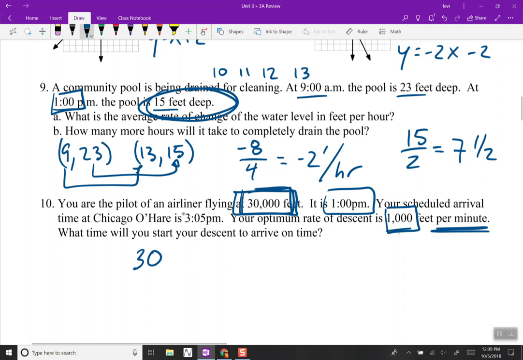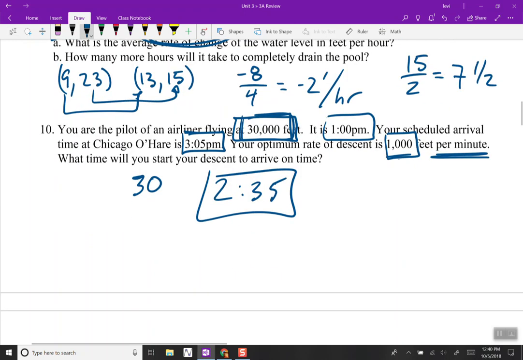So if we want to land, and they should say landing, not arrival time, however. So your arrival time is 3:05, but we got to start 30 minutes before that. So what would 3:05 be? And then 30 minutes ahead of 3:05, that would be 2:35. So at 2:35.